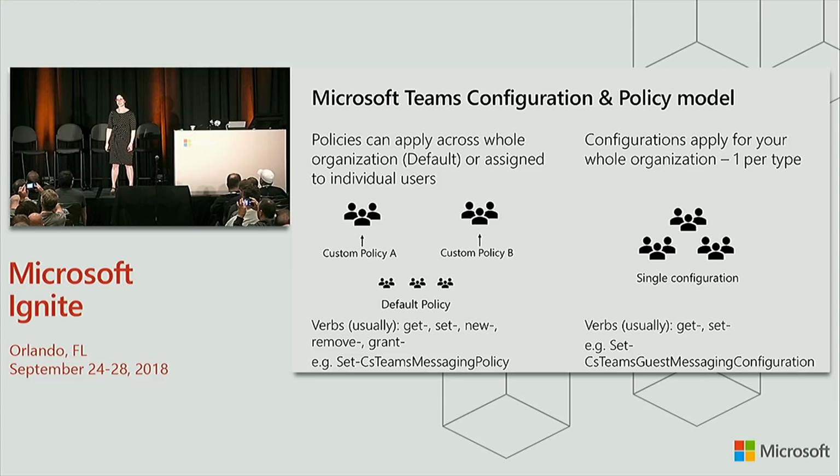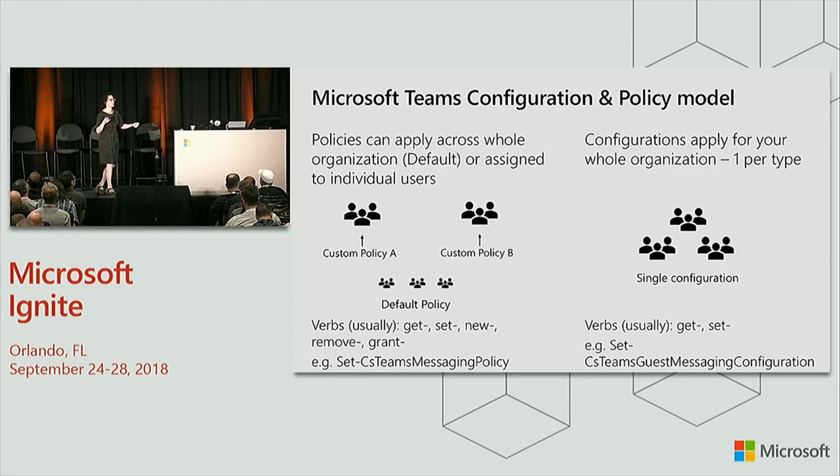The verbs are usually get and set. An example here is get the CS Teams guest messaging configuration. The split that we have here is, and I don't know if any of you attended Jamie Stark's session yesterday, but we try to make sure that some things really just make sense to be governed at a cross-tenant level, because it's too complex for you to be troubleshooting why Sally is having one experience but Bob is having a different one. Sometimes it's also just very difficult from an infrastructure perspective for us to have per-user policies rather than a global configuration.